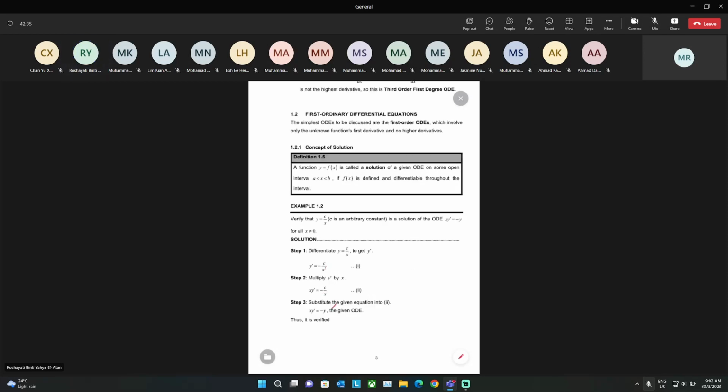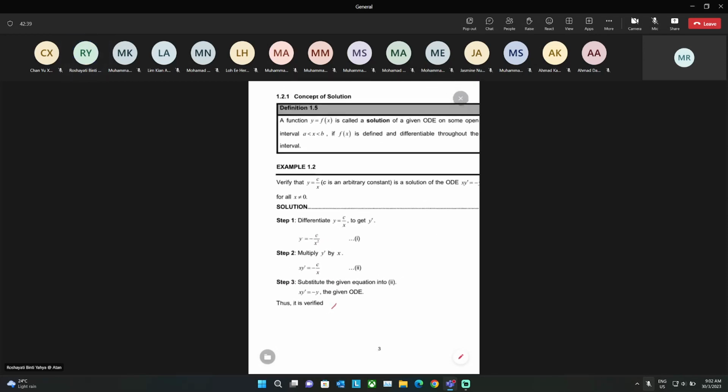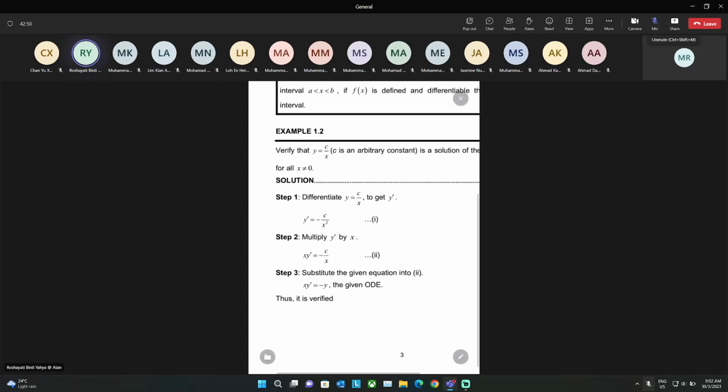Is it clear, or too small for you? Maybe it looks too small, I'm afraid you don't notice the degree and the sign of the negative. So then the third step, substitute the given equation into number 2. So substitute. We get xy prime, substitute negative y. We know that c over x equal to y. So you substitute, and here becomes negative y.